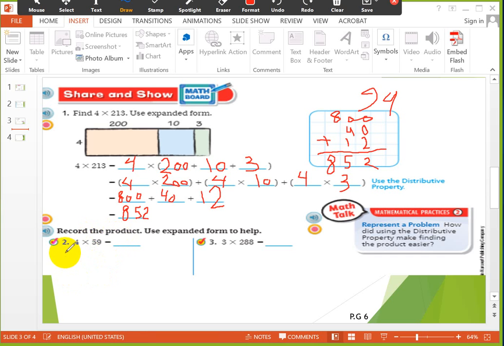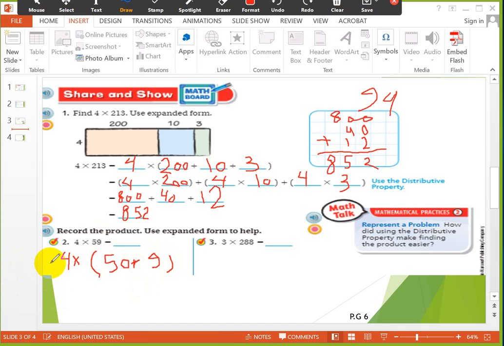First thing, I will write 4, multiply, and open parentheses to write the expanded form for this number. Okay? So I have a tens digit right here, just tens and ones. So the 5 in the tens digit equals what? The value of this 5 equals 5 multiply 10, which is 50, right? Now 9 in ones digit, the value of the 9 equals 9, the same number, right?